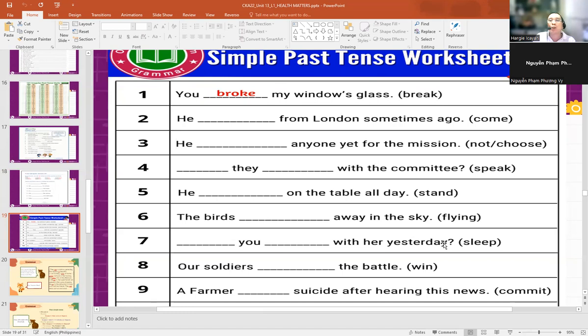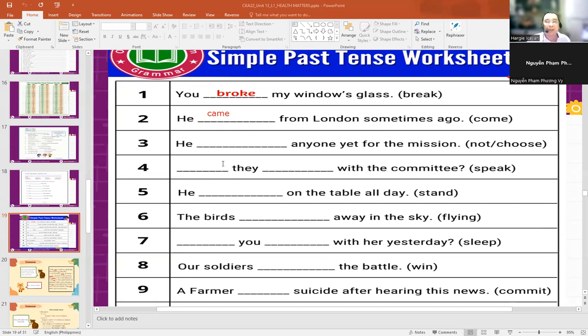So he belonged from London some time ago. The base form is come. So what do you think? He came from London. Okay, came. He came from London some time ago. Okay, so the past tense of come is came.